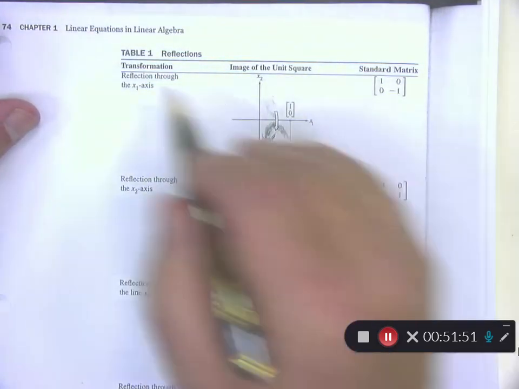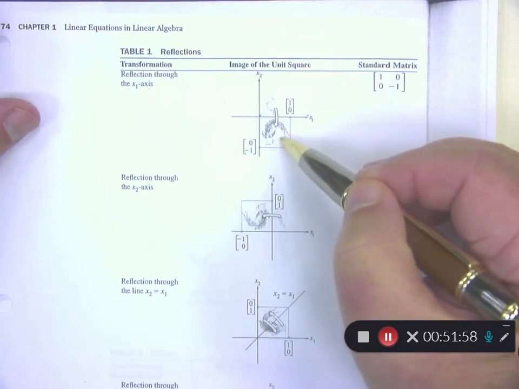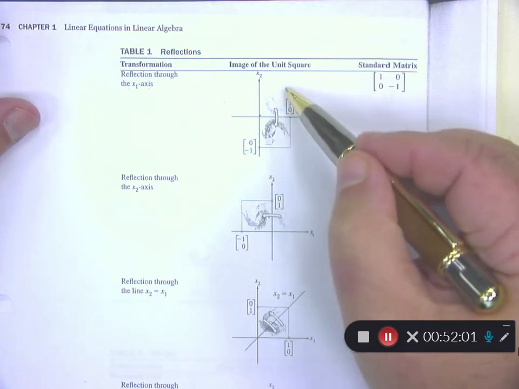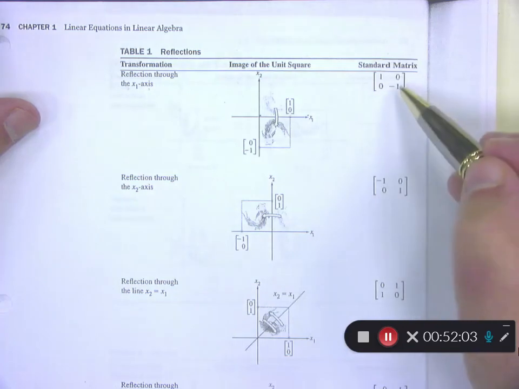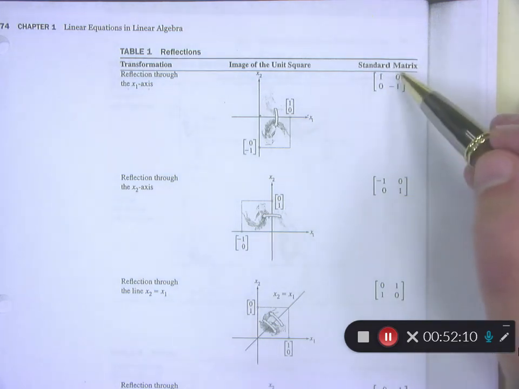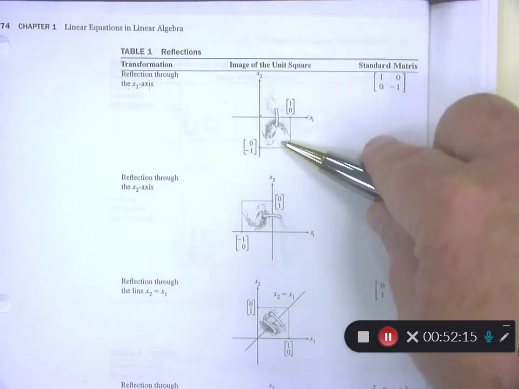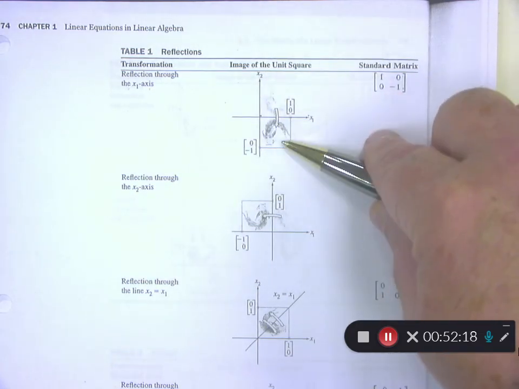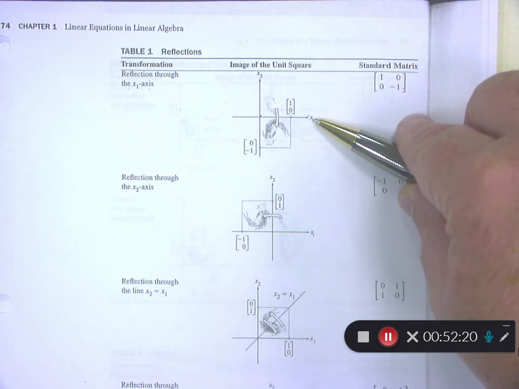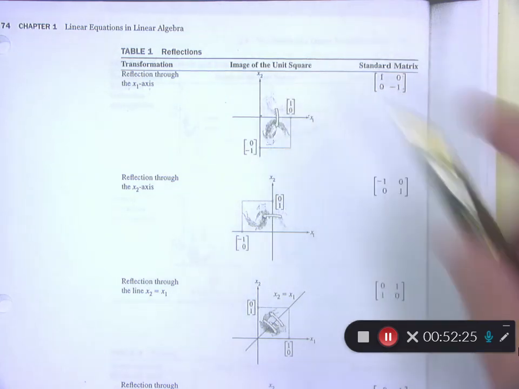What does a reflection through the x-axis, x1 axis? X1 axis is your x-axis. So any vector up here will be flipped down here, basically from the first quadrant to the fourth quadrant. The standard matrix, which represents the linear transformation that does this, will be the matrix 1, 0, 0, negative 1. It will take any vector up here and basically reflect it across the x1 or x-axis down below, from the first quadrant to the fourth quadrant.